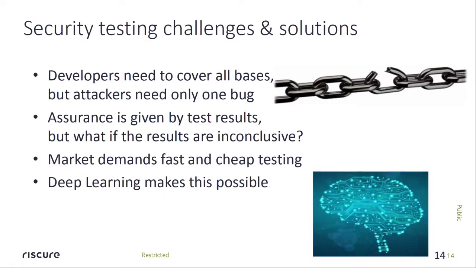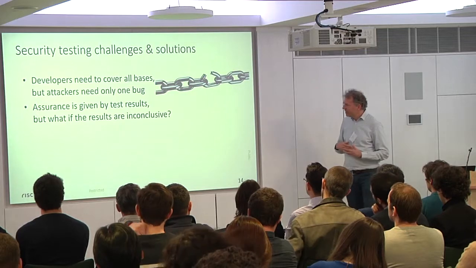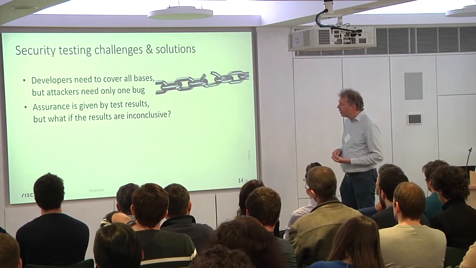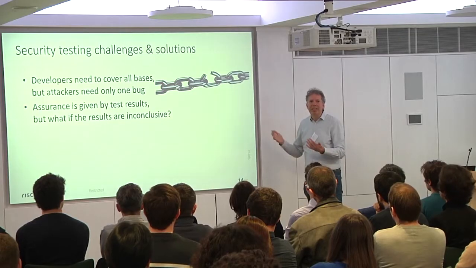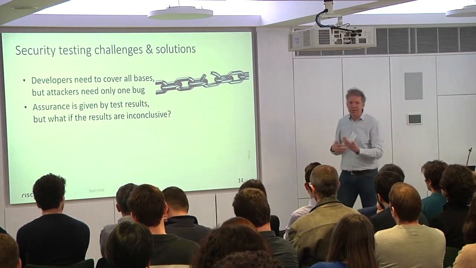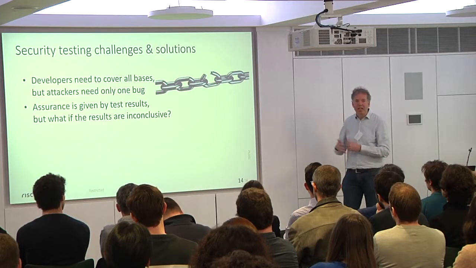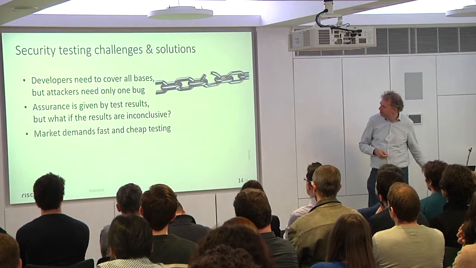Developers need to cover all bases, need to take away all the apples from the tree, but attackers need only one bug. So it's not really a fair match. When we do the testing, we provide assurance, but if these tests are inconclusive, then the assurance is actually missing. So we can only say, after a week of testing, we didn't find the key, but would we have found it if we would test it 1 day more, or would we need a year more of testing?